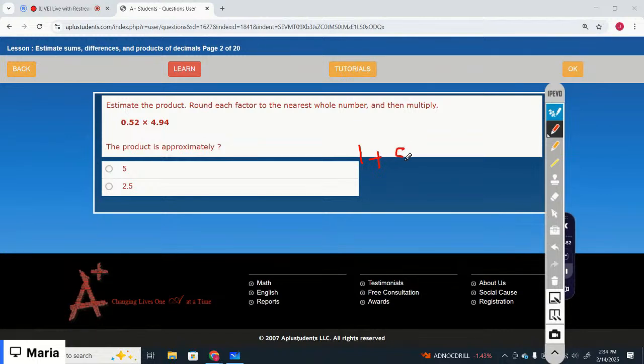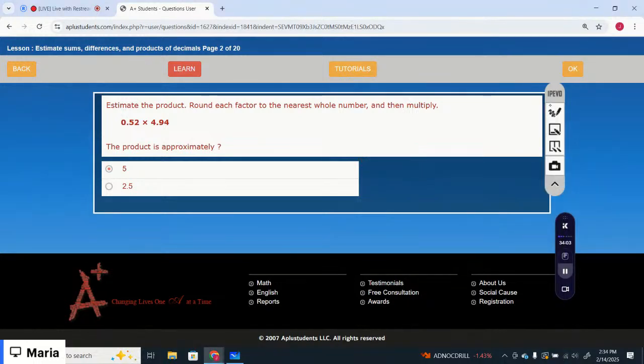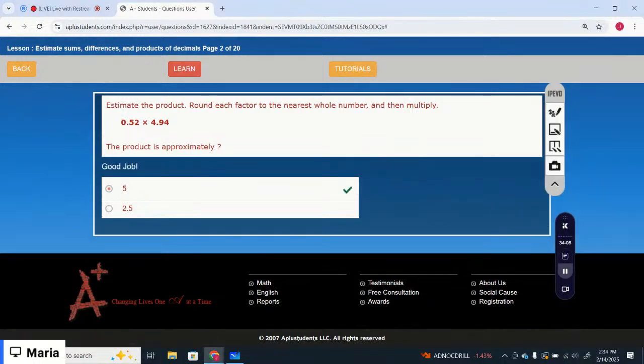Because here you have 9, 9 is greater than 5. So it rounds to 5, and 1 times 5 makes 5. Option number 1 is the correct option.